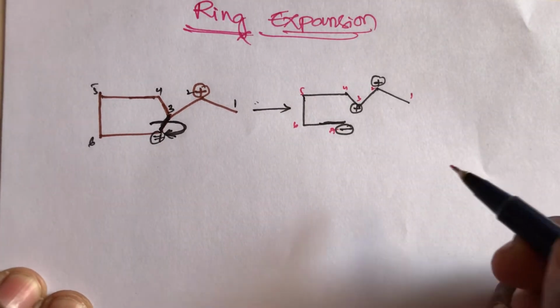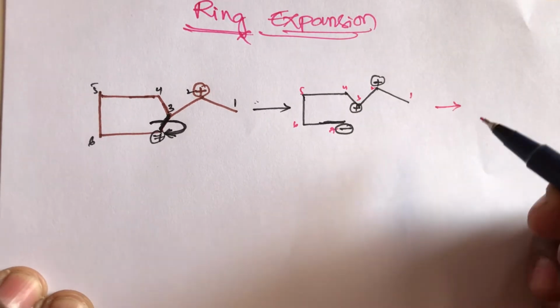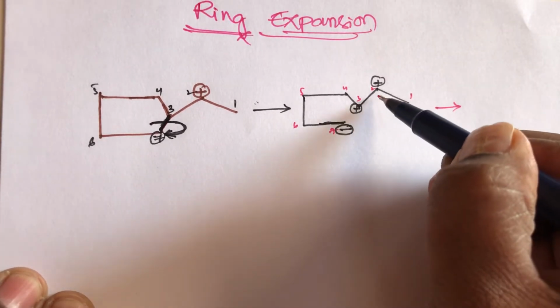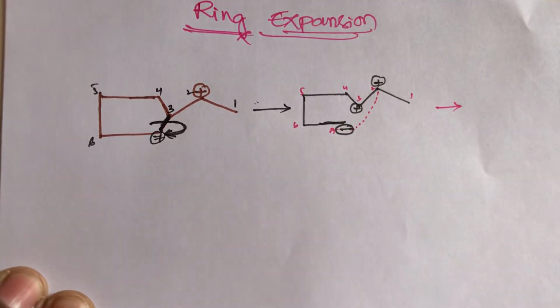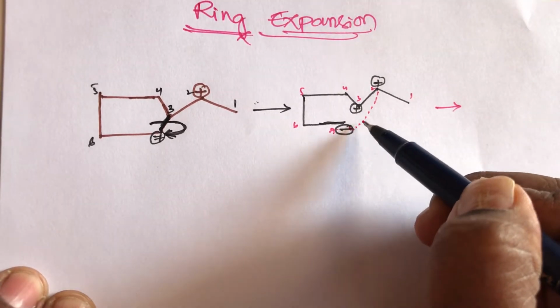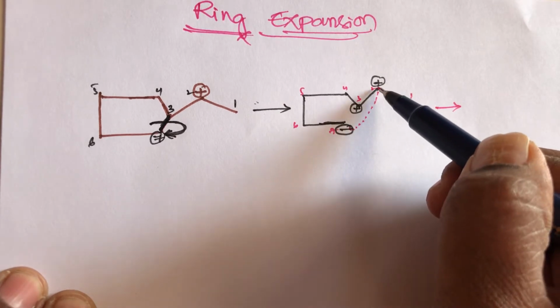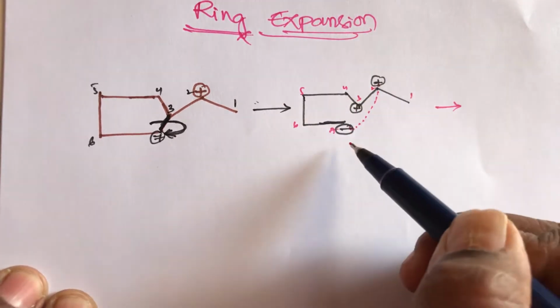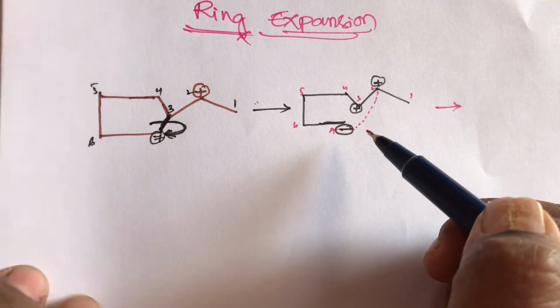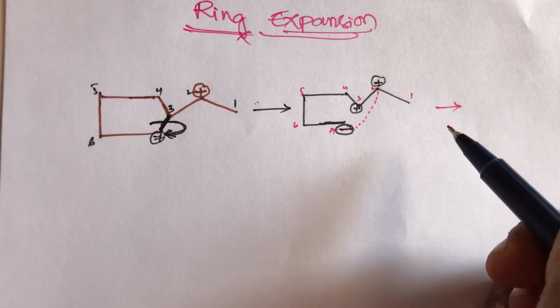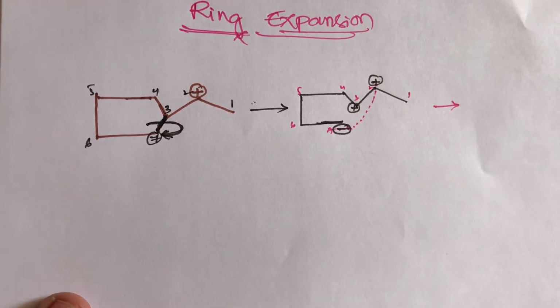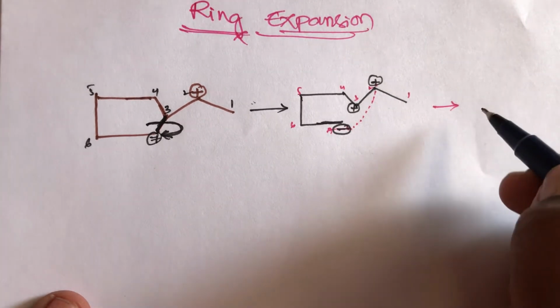Now what to do next in this compound? This second carbon is connected with the seventh carbon. The seventh carbon is connected with the second carbon. This second carbon has a positive charge and the seventh carbon has a negative charge. One negative charge and one positive charge combine to form one single bond. So now what happened here?